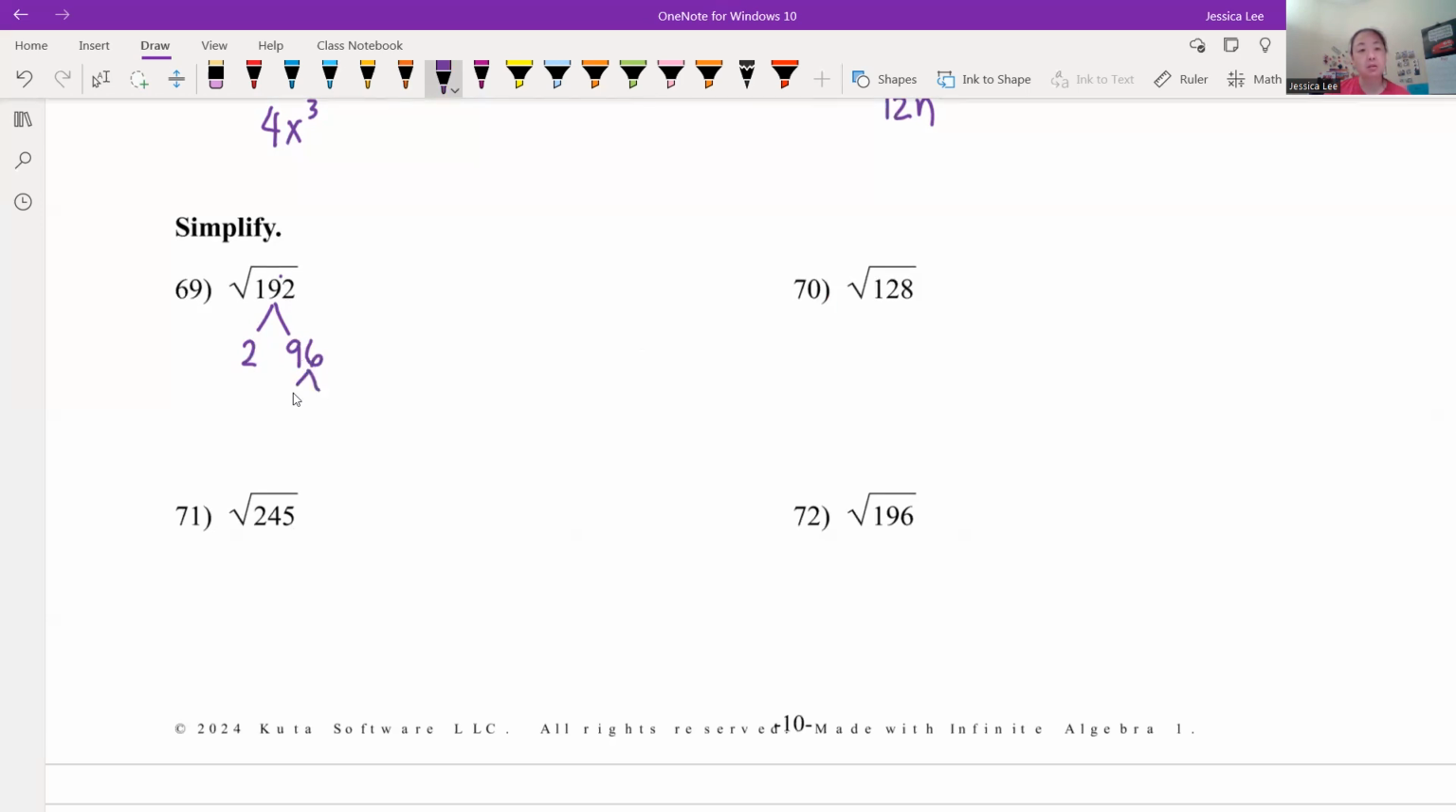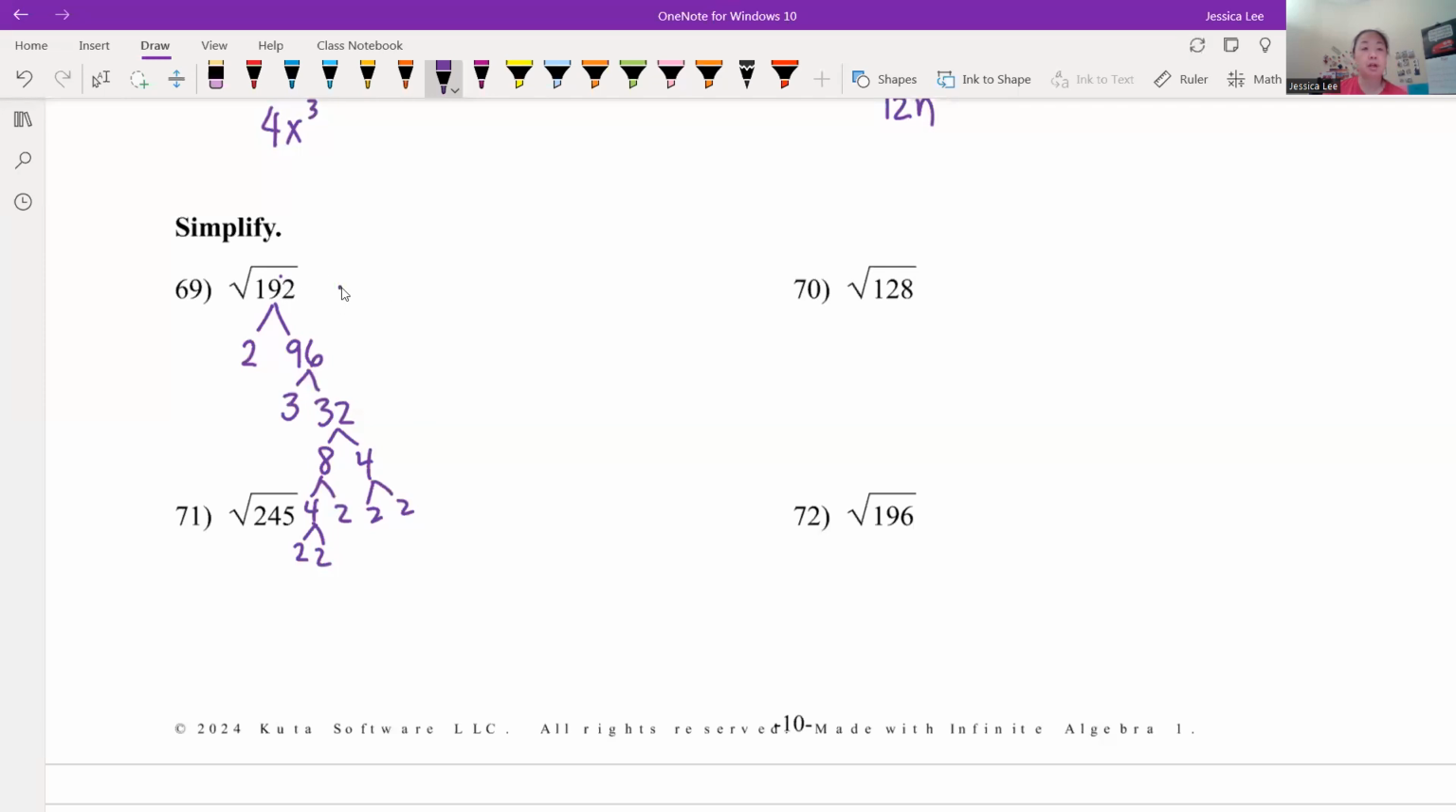And break down the 96. I know 3 goes in there. So 3 times 32 is 96. So 3 is a prime number. I'm going to break down the 32. I know 8 times 4 is 32. I'm going to break down the 8. So we just keep on breaking them down until we can't break them down anymore. And then there's 2 over here. Oh, lots of stuff going on. So all I have are 2's and 3's left.